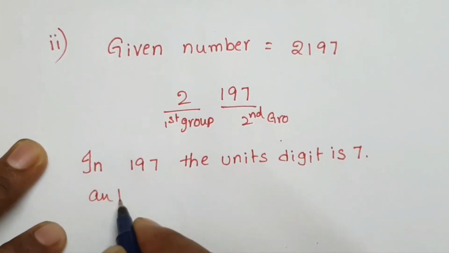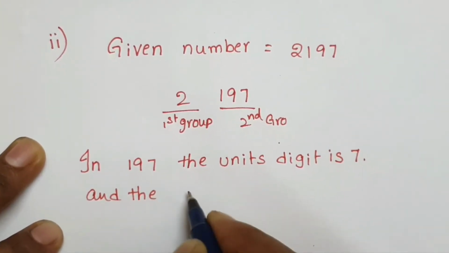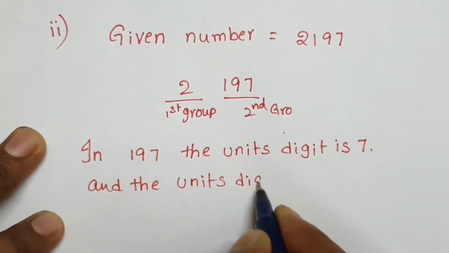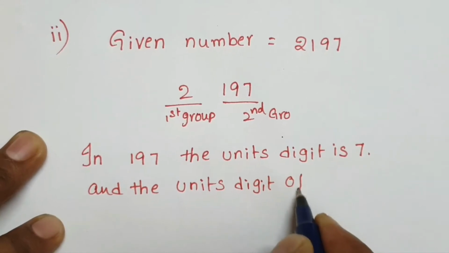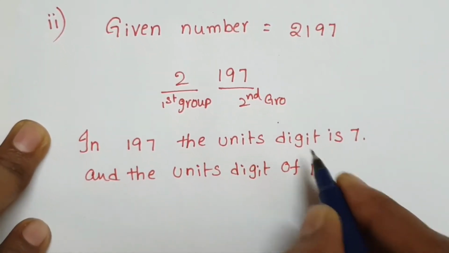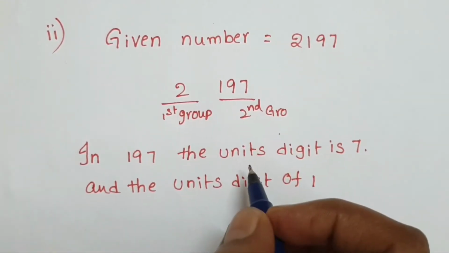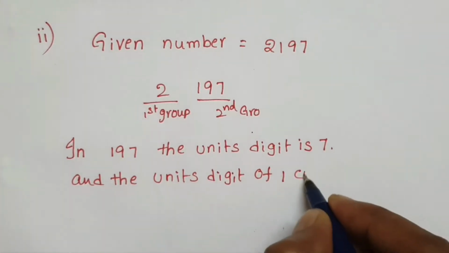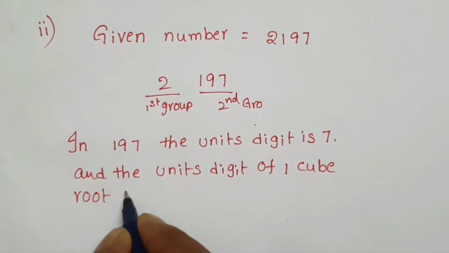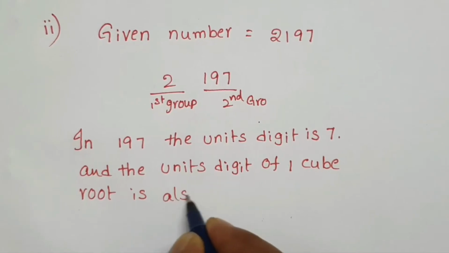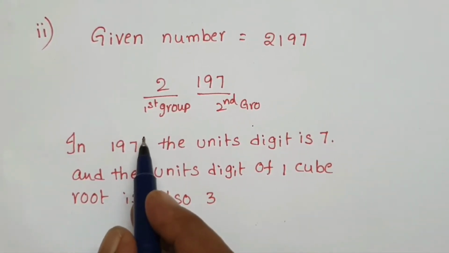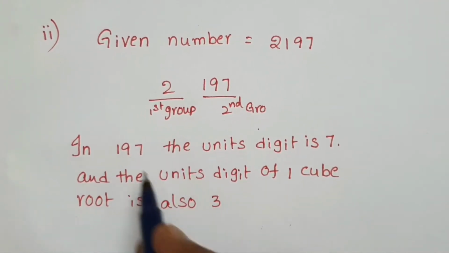And the units digit of the cube root is also 3, here observe, means 7 cube: 7 sevens are 49, 49 sevens, like that.